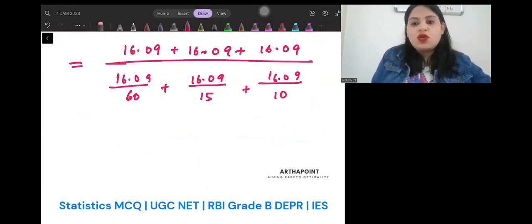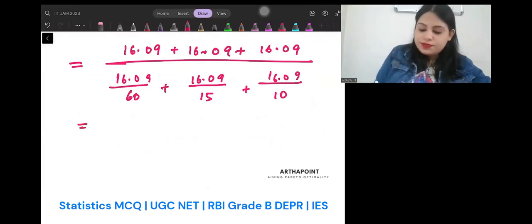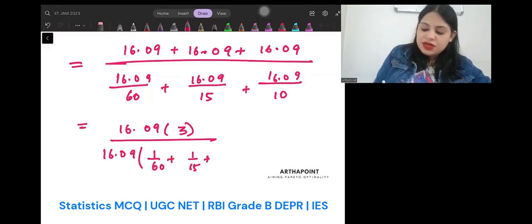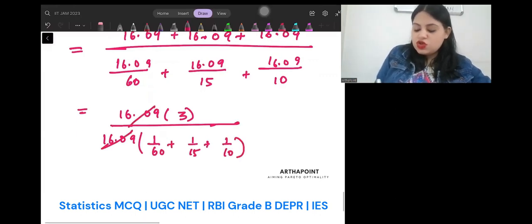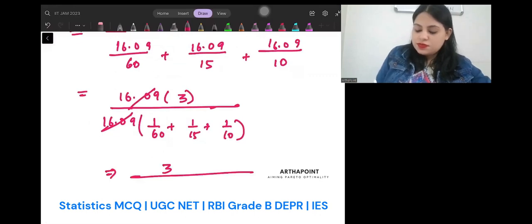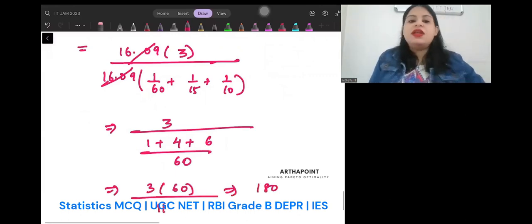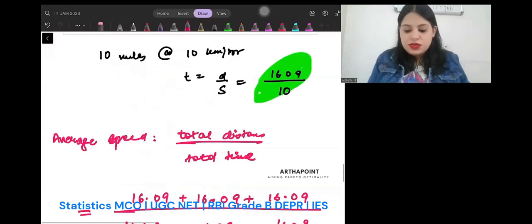Okay, so bas isko solve kar lo. Whatever answer you get will be your final answer. Apna method hai, just use any method. You need to just solve this. So 1 plus 4 plus 6 by 60. 11. 180 by 11 is your answer to this question.